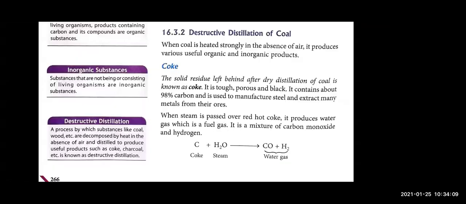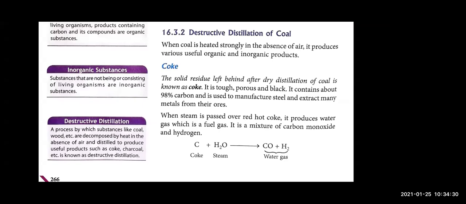Good morning, children. This is 8th Science. We are doing chapter number 16, Coal and Petroleum. Today we are going to start with topic 16.3.2, that is destructive distillation of coal.